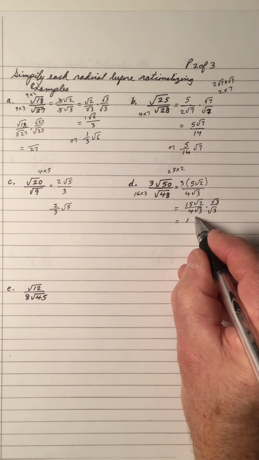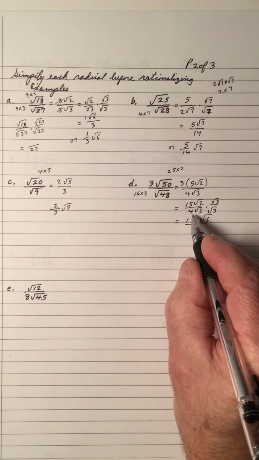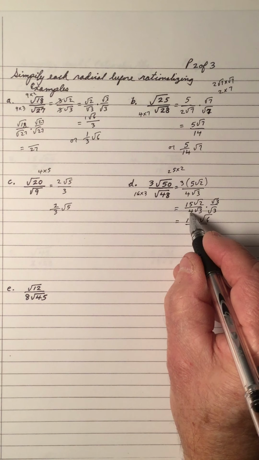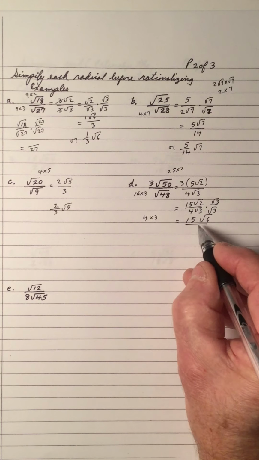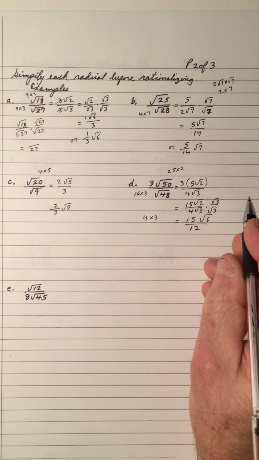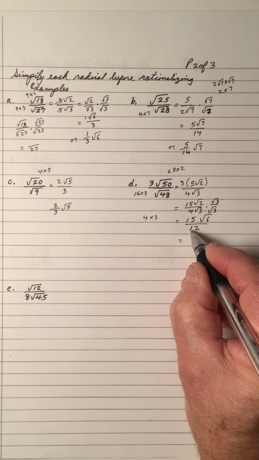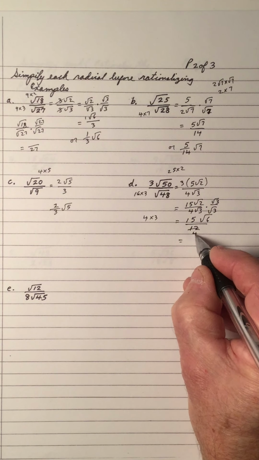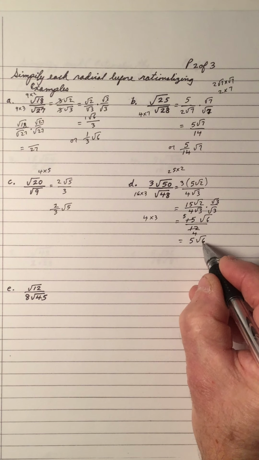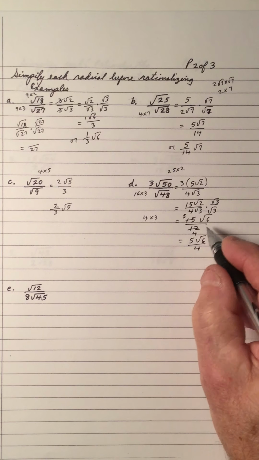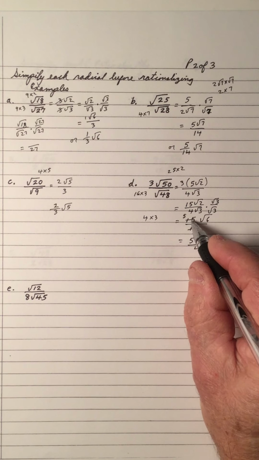15 times 1 is 15. Root 2 times root 3 is root 6. And 4 root 3 times root 3. So 4 times 1 is 4. Root 3 times root 3 is 3. So that gives us a 12. And now 15 and 12 have a factor of 3. 3 into 12 goes 4. 3 into 15 goes 5. So I get a 5 root 6 over 4. Remember, you cannot cancel this root 6 and this 12. You can only cancel within this fraction.